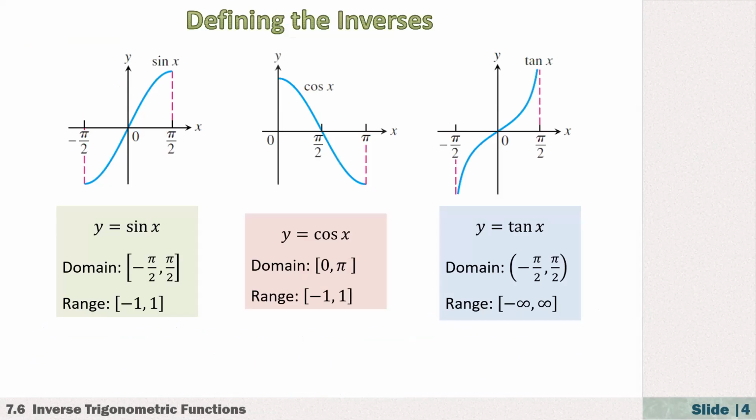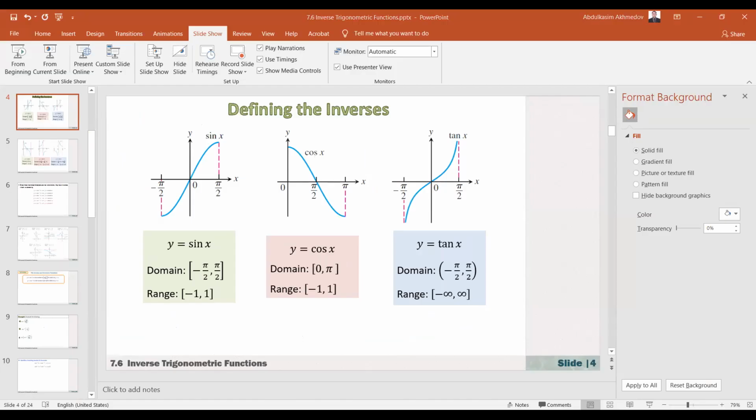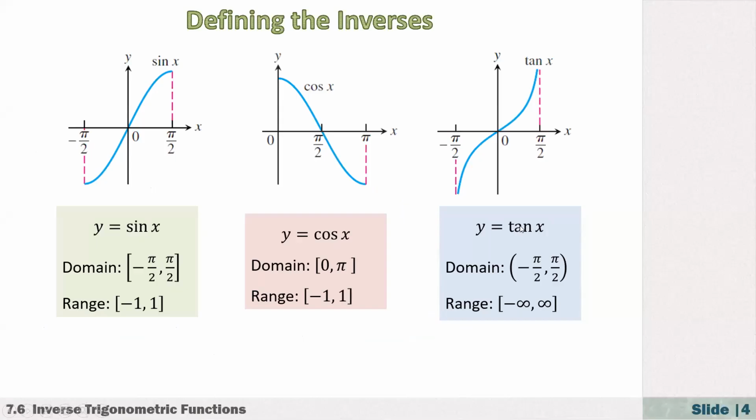So anyway, we know that to define the inverse function, the function must be a one-to-one function. And the sine, cosine, tangent functions are periodic functions, and they are not one-to-one over their domain. But if you bring some restriction to their domain, they become one-to-one functions.